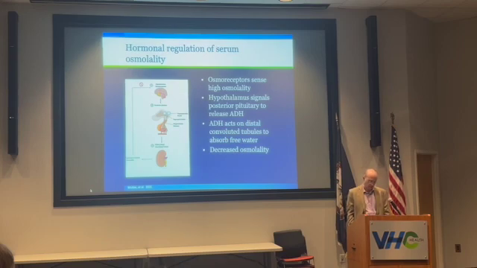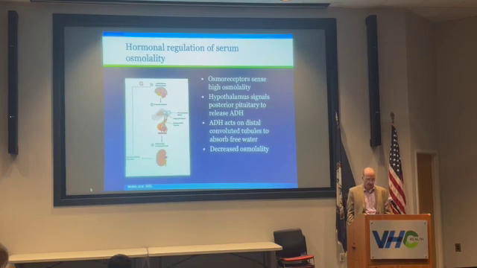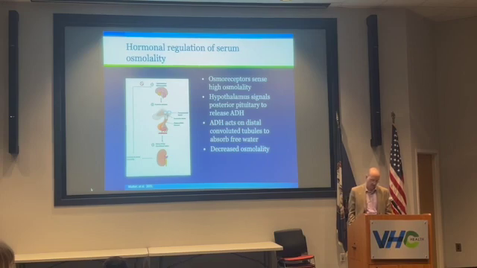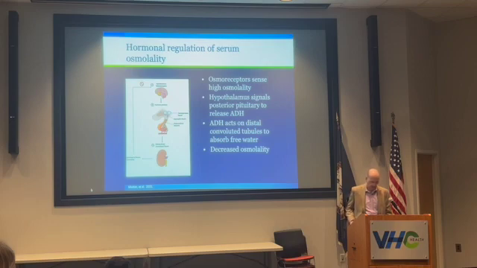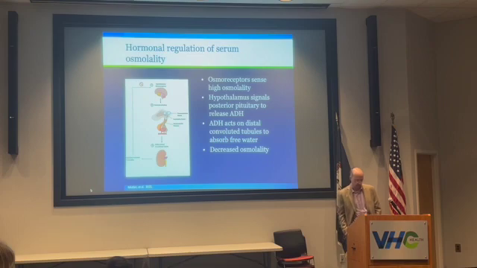Basically how this works is there are receptors within the hypothalamus that detect the serum osmolality. For example, if the osmolality is too high, the hypothalamus signals to the pituitary gland to release ADH, or antidiuretic hormone, also known as vasopressin. ADH acts on the distal convoluted tubules in the kidney to absorb free water. That's going to decrease sodium and decrease osmolality. Then there's that feedback loop where the hypothalamus detects that decrease in osmolality and tapers off its stimulation of ADH secretion.